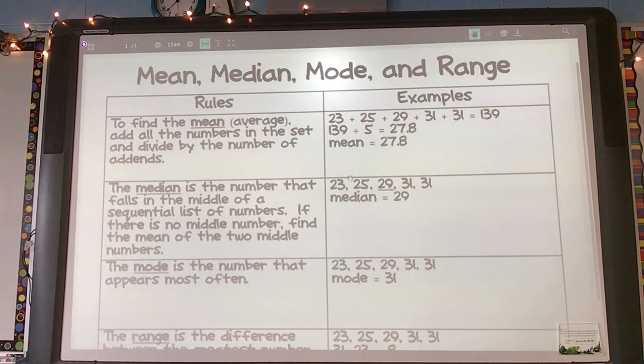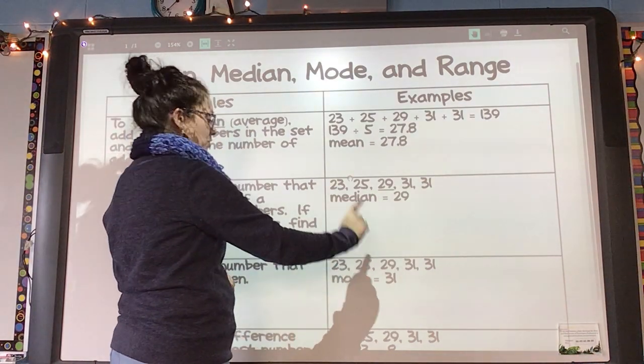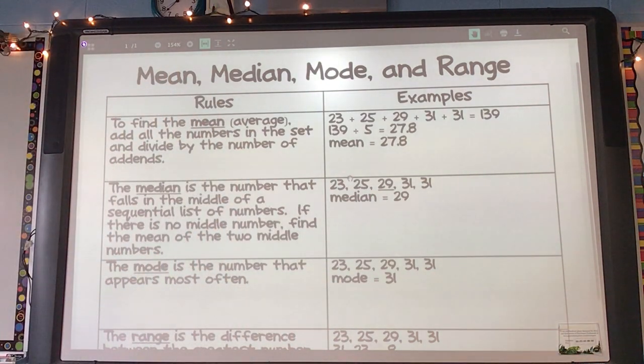The mode is the number that appears most often. So when they looked at their data numbers, 23, 25, 29, 31, and 31. What number do we see the most often there, Hannah? Yeah, 31. We had 31 2 times. All the other numbers we had just once.